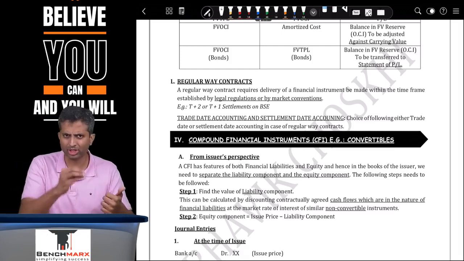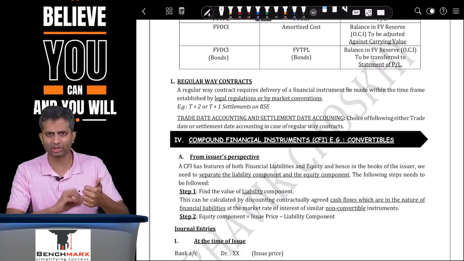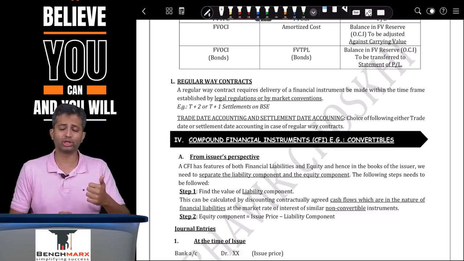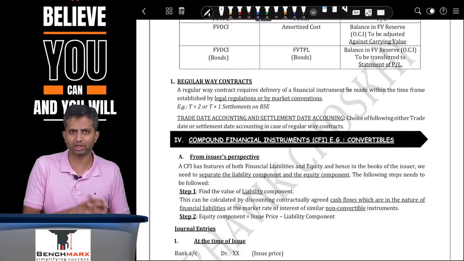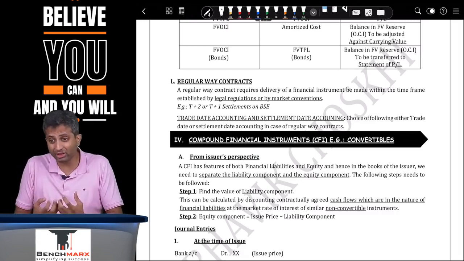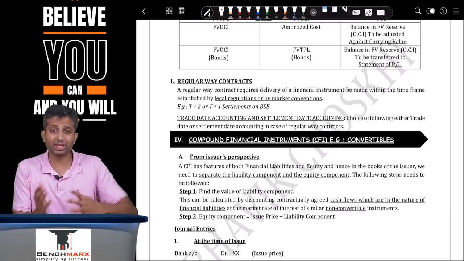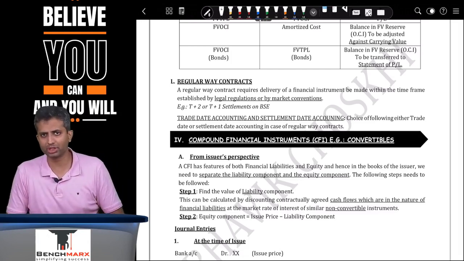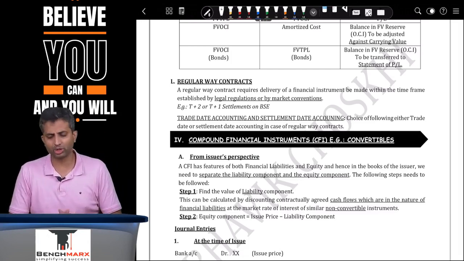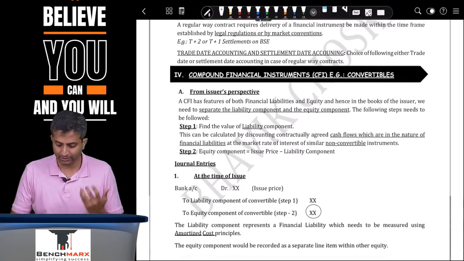which is the usual accounting where you recognize a purchase when you do the trade, and recognize a sale when you do the trade, or you can do settlement date accounting, that is you recognize a purchase when the share gets settled, that is comes into your demat account, or recognize a sale when the share moves out, let us say, of your demat account. So this option is available only for regular way contracts.